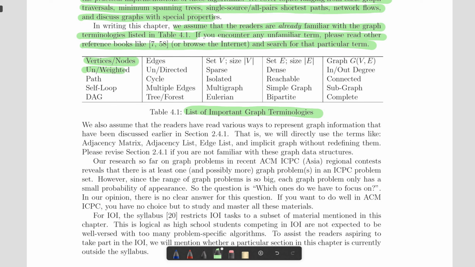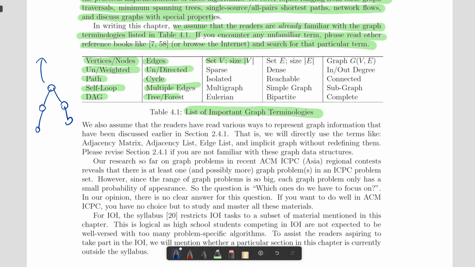Vertices and nodes are the same thing. Weighted, unweighted I taught. Path I taught. Self loop. Directed acyclic graph. Don't get confused, this is a directed acyclic graph. Edges: undirected, directed, unweighted, weighted, cycle. Multiple edges. Tree, forest.